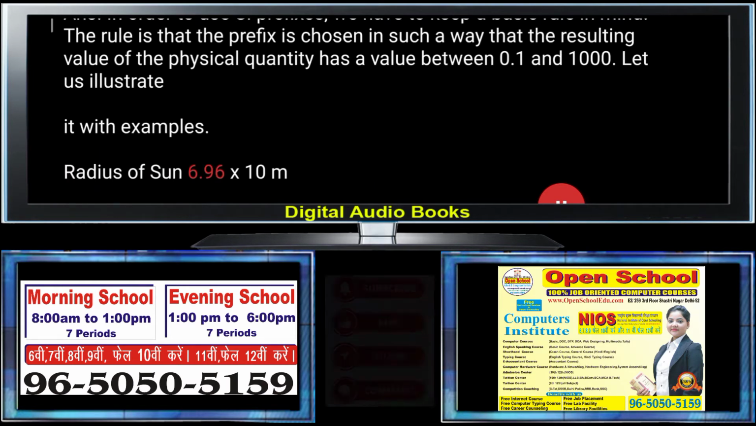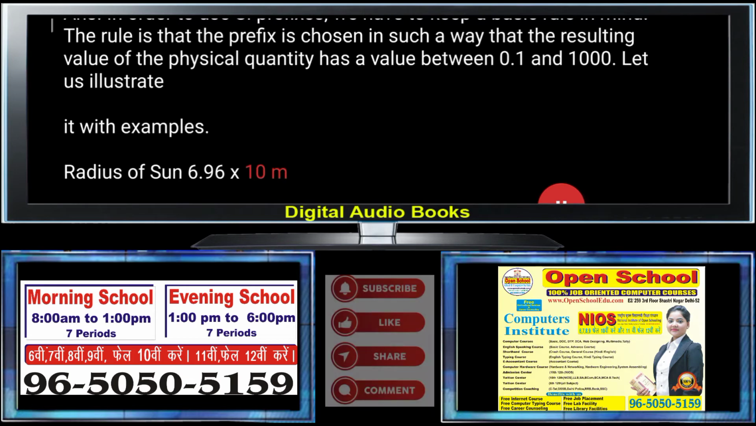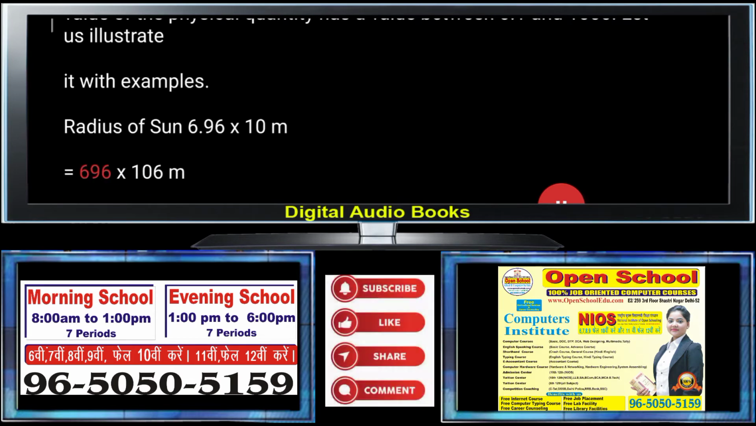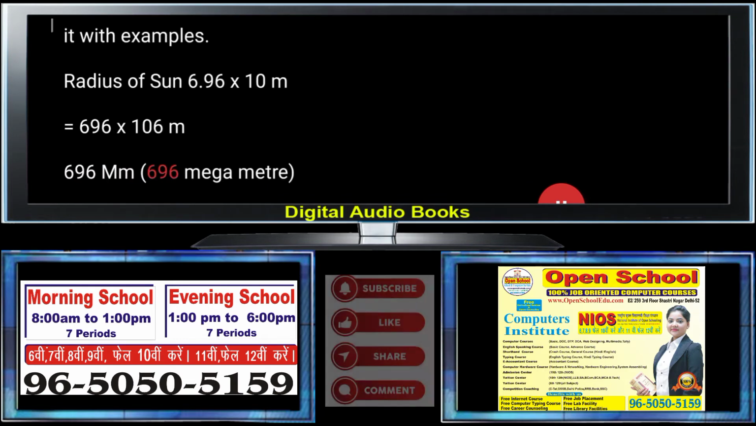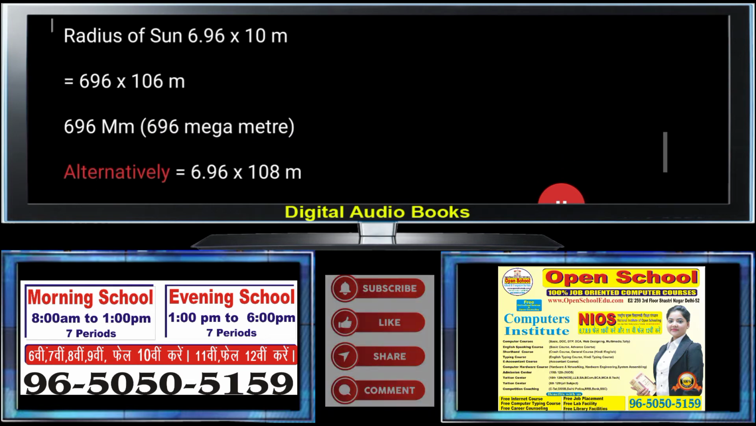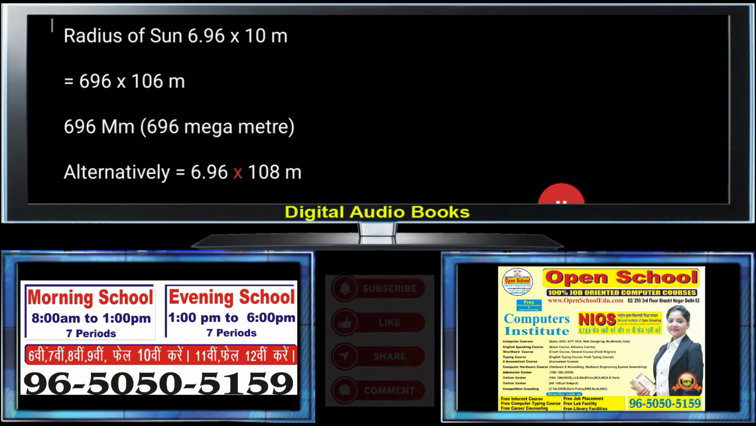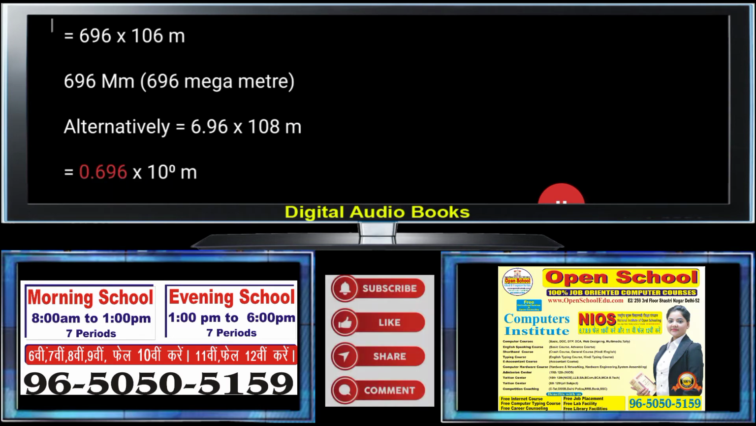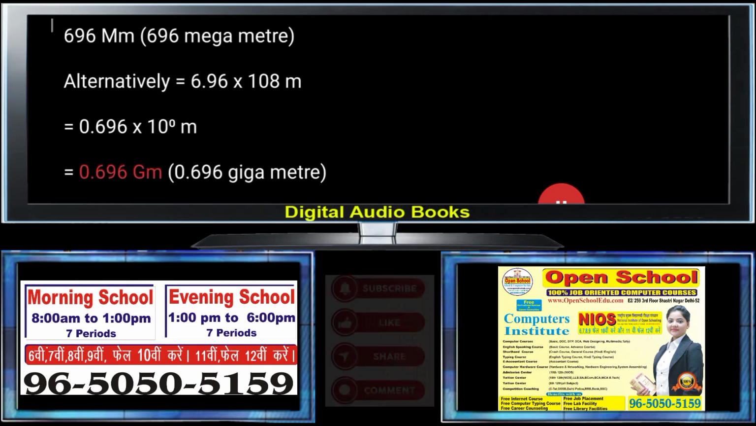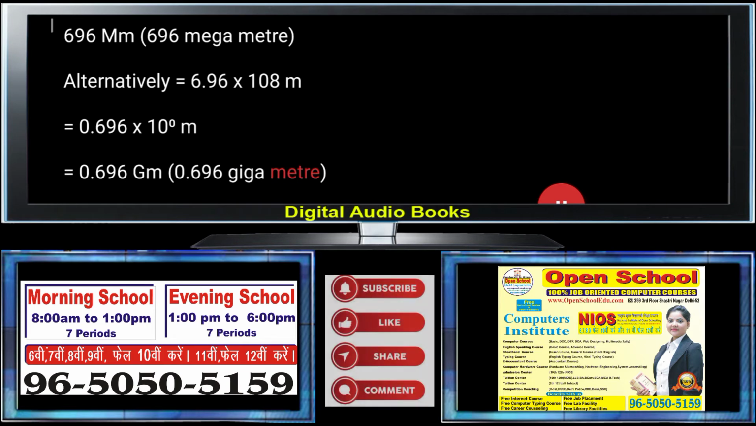Radius of Sun 6.96 × 10^8 meters equals 696 × 10^6 meters, equals 696 megameters. Alternatively, it equals 6.96 × 10^8 meters, equals 0.696 × 10^9 meters, equals 0.696 gigameters.